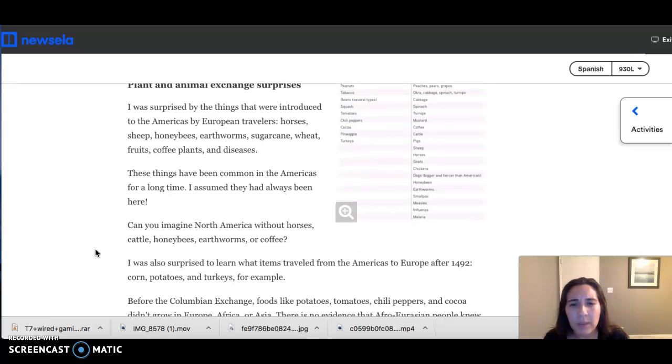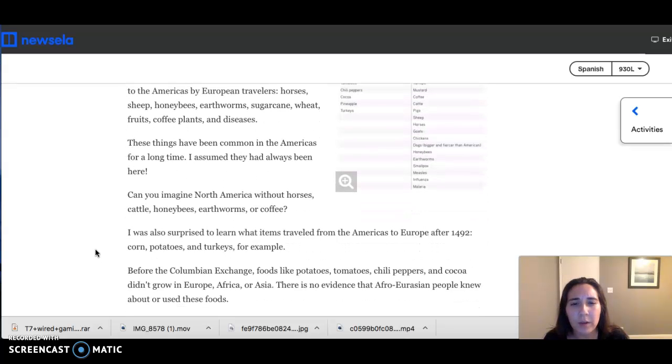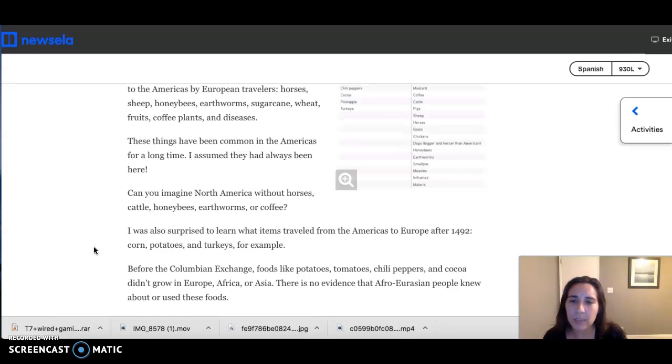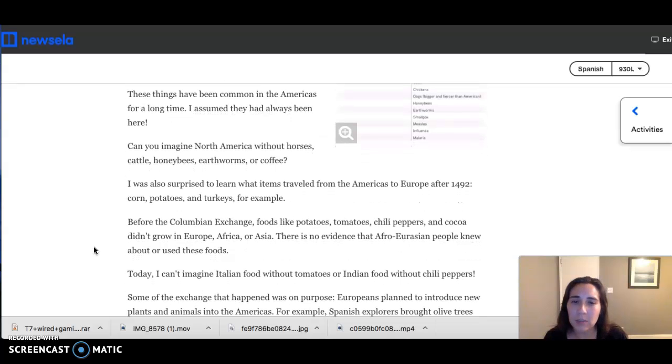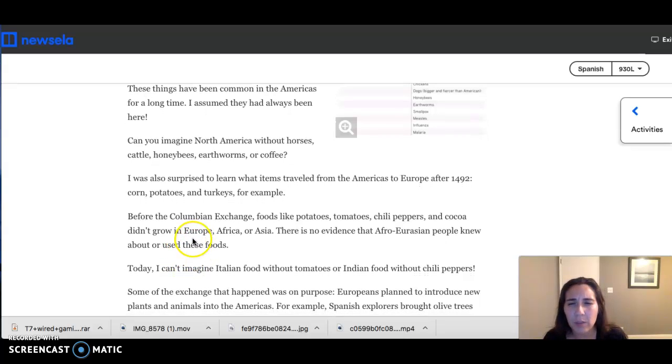I was also surprised to learn what items traveled from the Americas to Europe after 1492. Corn, potatoes, and turkeys, for example. Before the Columbian exchange, foods like potatoes, tomatoes, chili peppers, and cocoa didn't grow in Europe, Africa, or Asia. There's no evidence that Afro-Eurasian people knew about or used these foods. Today, I can't imagine Italian food without tomatoes or Indian food without chili peppers.